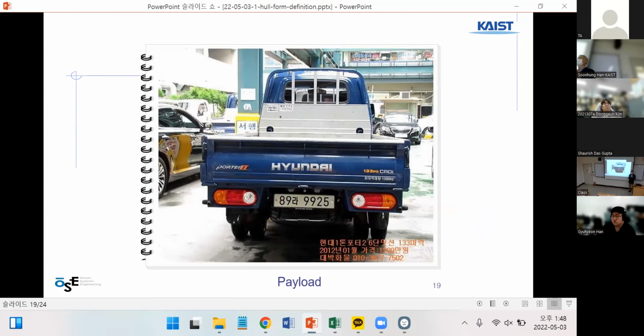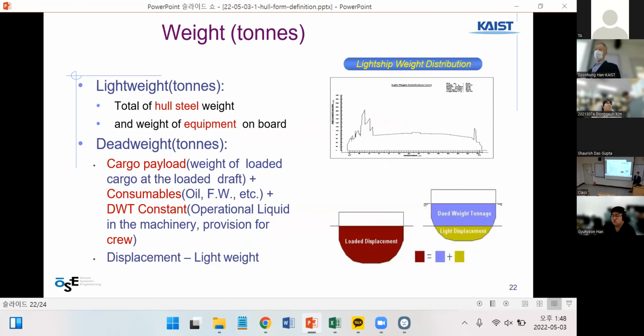When the ship is newly delivered from the shipyard, you can think of this as a lightweight state. The whole new ship is usually made of hull steel body and also equipment. Equipment means something like engine, boiler, electricity cabling, lighting bulbs, and also piping for steam. So when a building is newly built, that is a similar case. We can say this is lightweight: the equipment and hull steel.